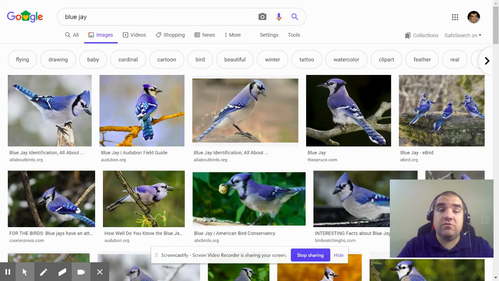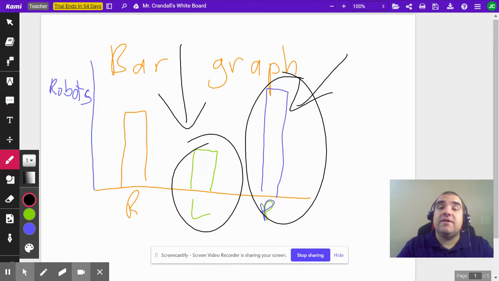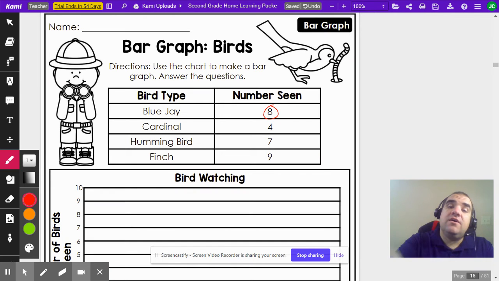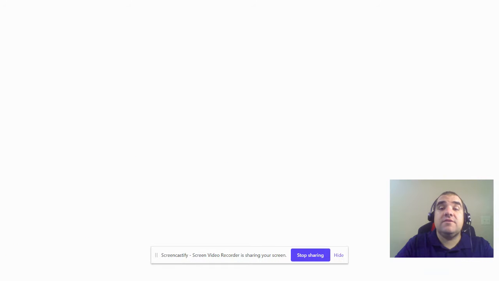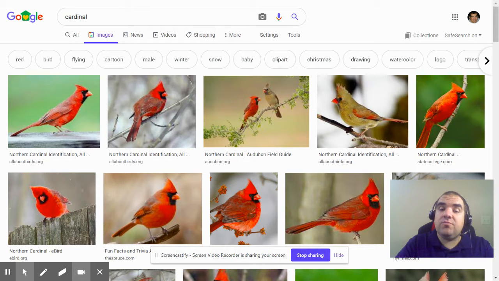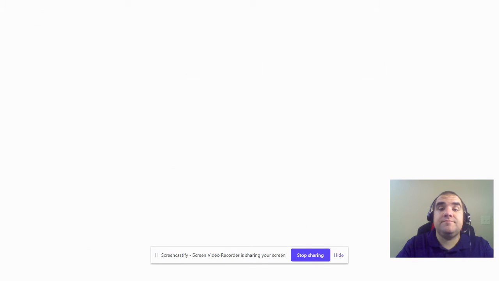There we go. They're beautiful. Look at that. Cardinals, of which there are 4. And cardinals look like this. Also beautiful. They're not all red, but a lot of them are red.